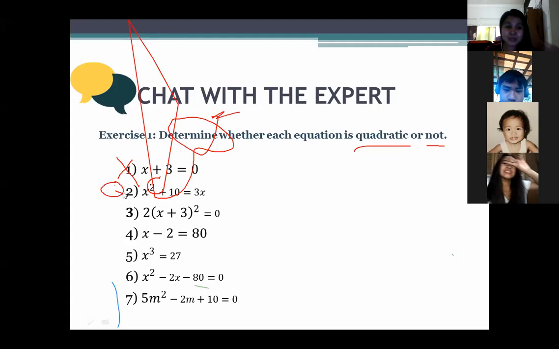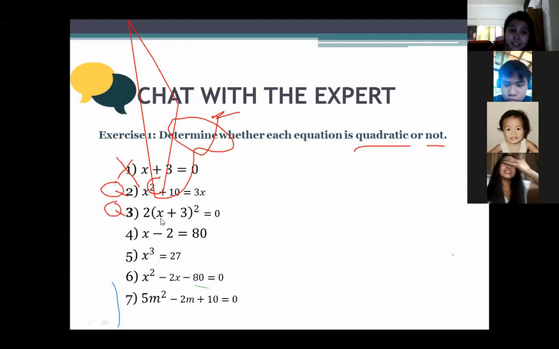Next, number 3. 2 quantity x plus 3 to the power of 2 equals 0. Ready? Quadratic or not? In the chat box, 5, 4, 3, 2, 1. Yes, very good. It's quadratic.